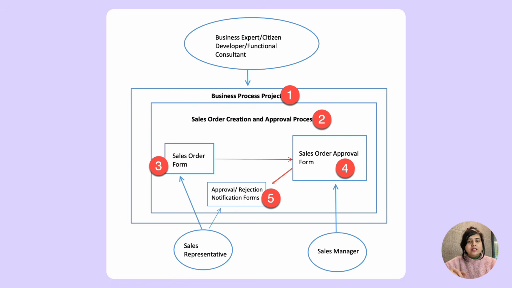Sales manager is the third persona. He or she will review the sales order approval form with all the sales order details, and depending on the fulfillment condition, he or she will reject it or approve it. So in the fifth step, this approval or rejection notification form has to be created, and they will be sent over to the sales representative in order to notify the status. So this is the big picture overview of what we are going to do next.